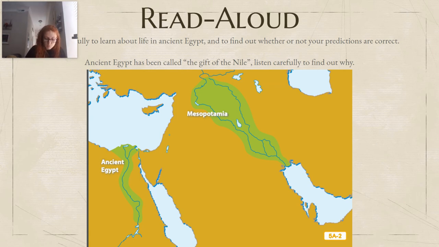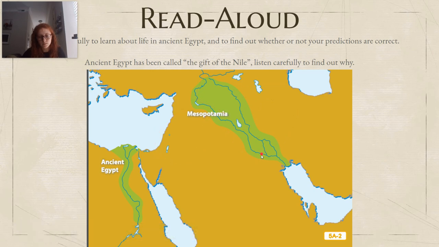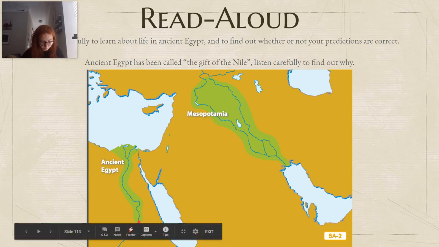Here we go. While people were creating cities and nations in Mesopotamia, another group of people, the Egyptians, or people living in Egypt or people from Egypt, were building another great civilization on the banks of another river, the Nile. All right, so remember, here's Egypt down here, and Mesopotamia is up here. So these two rivers must be the Tigris and Euphrates, and this one must be the Nile.